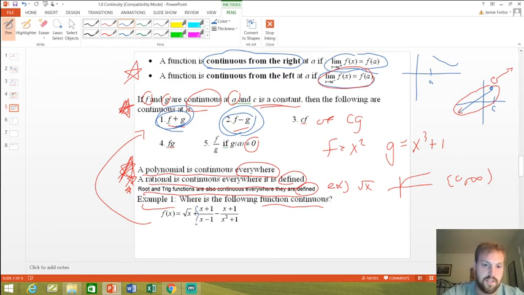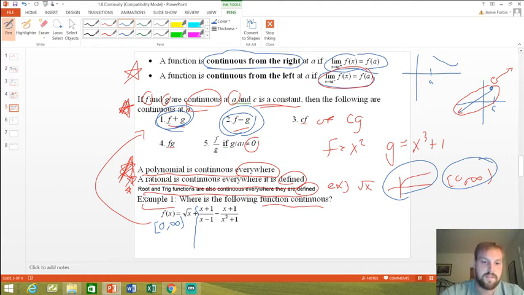So let's break down each of these. We know what a square root function looks like. I actually already drew it right here on the right. We know that's going to be continuous everywhere it's defined, which in this case is 0 to infinity. I just discussed that right here.